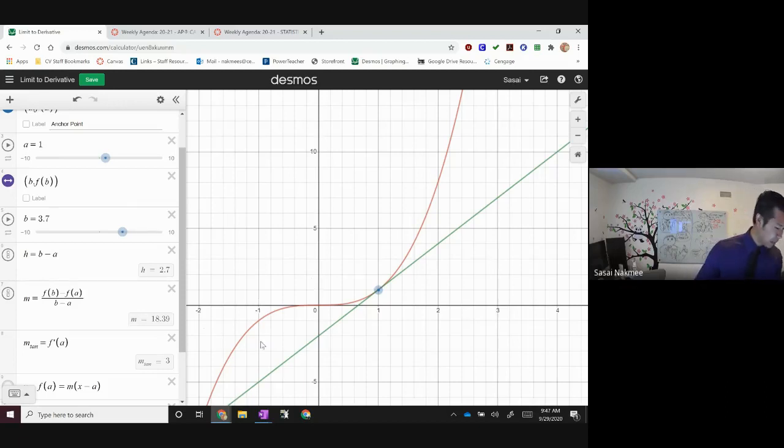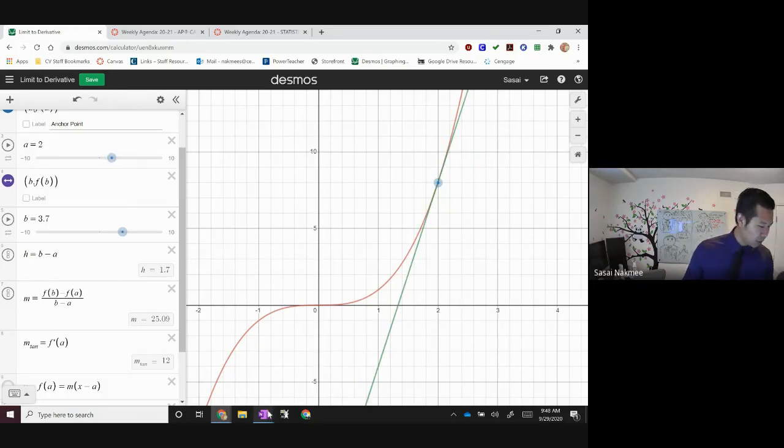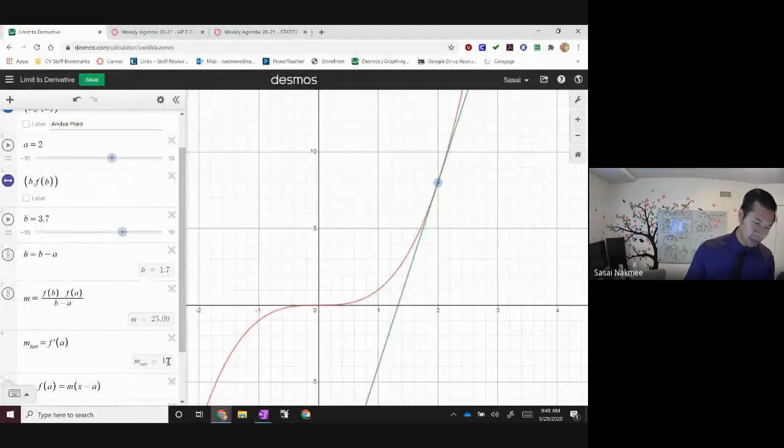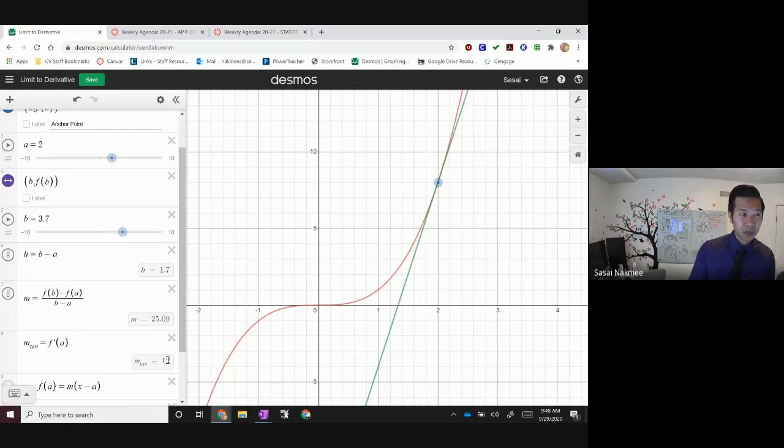And if I wanted to pick a different anchor point, let's say x was equal to 2, right? If x is equal to 2, let's go back and look at this work here. I plug in 2 to here. It would be 2 squared, which is 4. 4 times 3 is 12. Look at Desmos. Desmos is telling me, hey, the slope of that tangent line is 12. Desmos, of course, is a computer, and it calculates it for you.